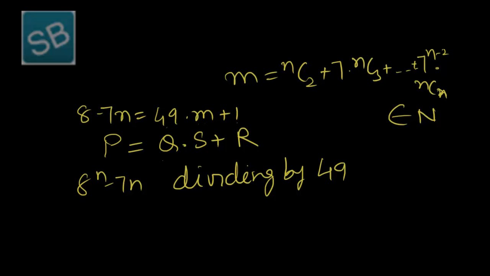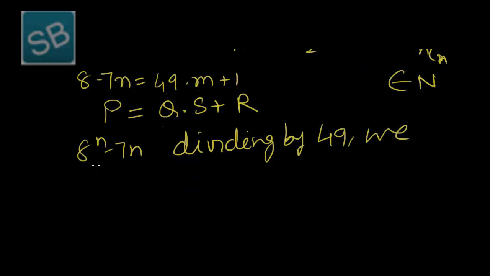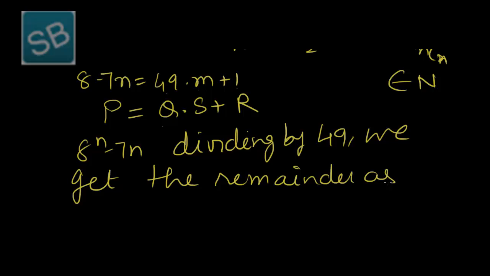On dividing by 49, we get the remainder as 1. So this is the divisor, this is the dividend. So on dividing p by q, we get s as quotient and r as remainder. So on the basis of this, by the division algorithm, on dividing by 49, we get remainder 1. So that was our required result.